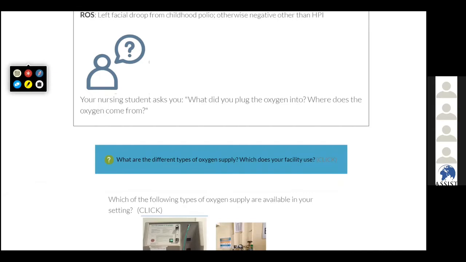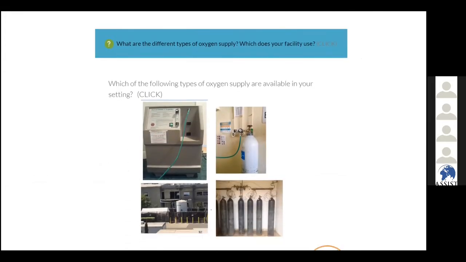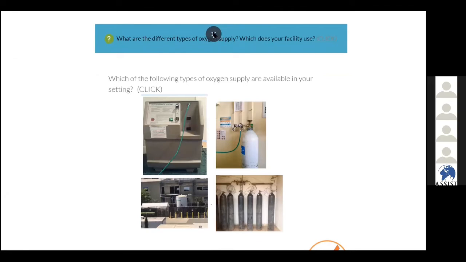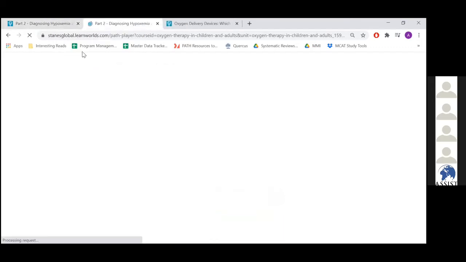So how are you giving the oxygen? Where is the oxygen coming from? And that will bring us to our next question. So what are the different types of oxygen supply, and which does your facility use?